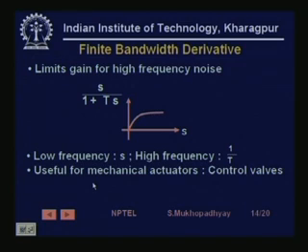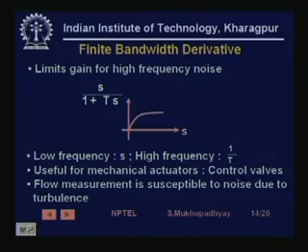Now this is also useful for certain kinds of mechanical actuators, as I said. If you give a very high frequency signal and then create a derivative, you are going to give very high frequency positive and negative torques, which is not good for a mechanical actuator like a control valve. It might damage the valve, and as I have given an example, such noise may come from various kinds of measurements, especially flow measurements, which are very common in an industrial process.